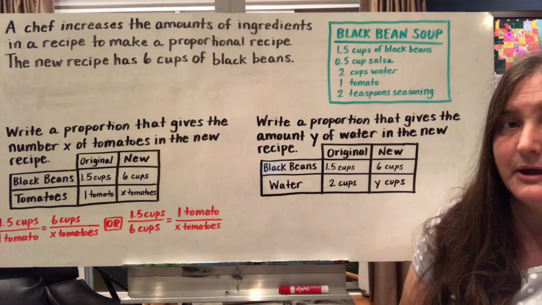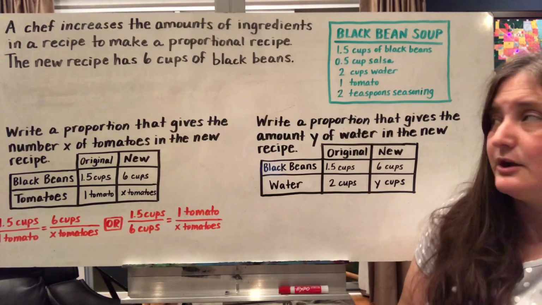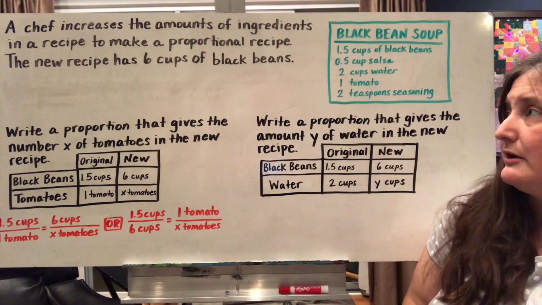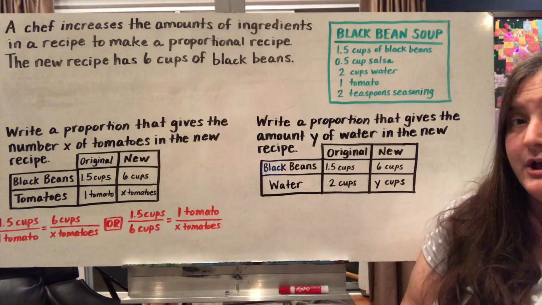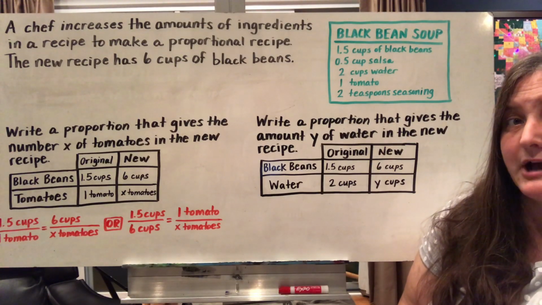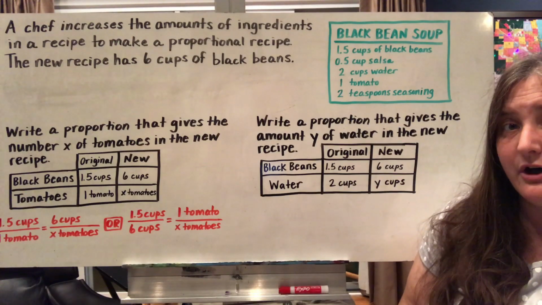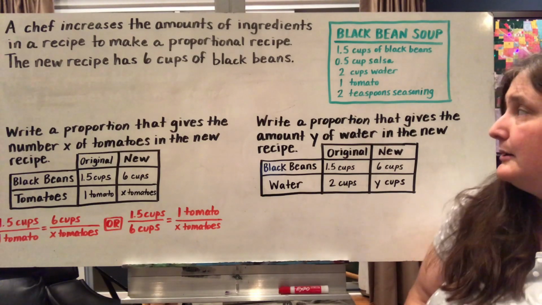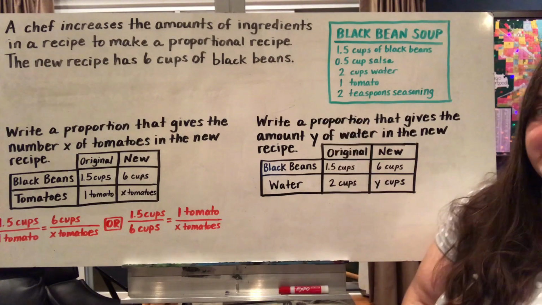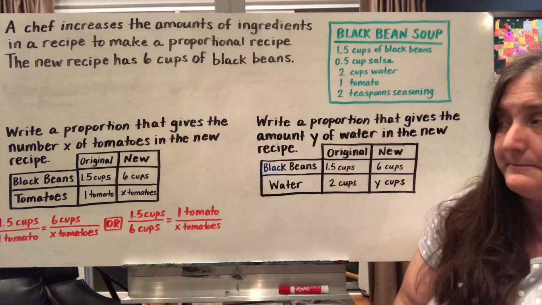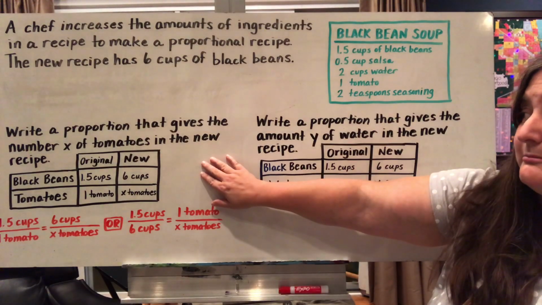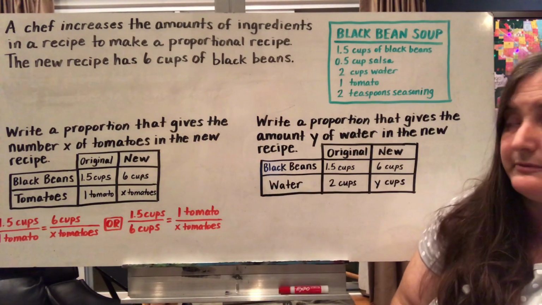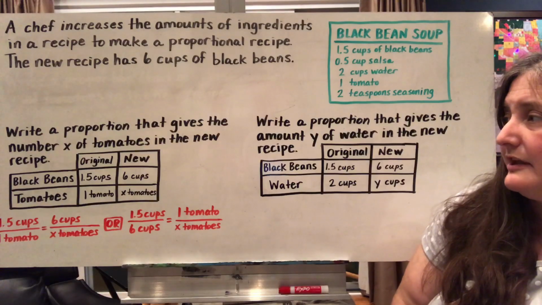So let's look at setting up some more ratios. Here we have a chef who has increased the amount of ingredients in a recipe to make a proportional recipe. The new recipe will have 6 cups of black beans. That's all they're telling us about the new recipe. But here is the recipe card, so I know what was in the original recipe. They wanted us first to write a proportion that gives the number of tomatoes that we'll need to use in the new recipe. So I set up a little table here.